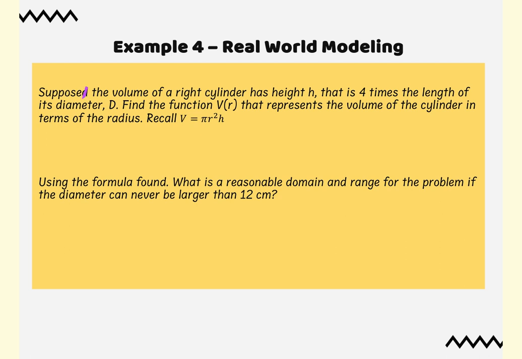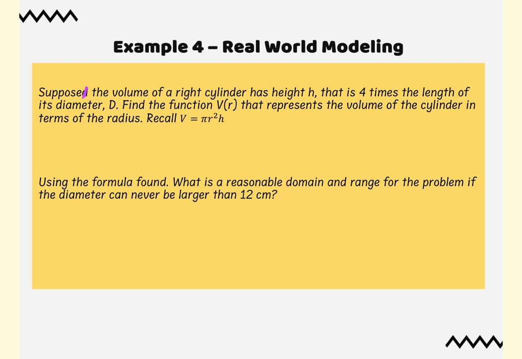The volume of a right cylinder has a height of h that is 4 times the length of its diameter d. Find the function V of r that represents the volume of the cylinder in terms of the radius, recalling that the volume of a cylinder is pi r squared h.